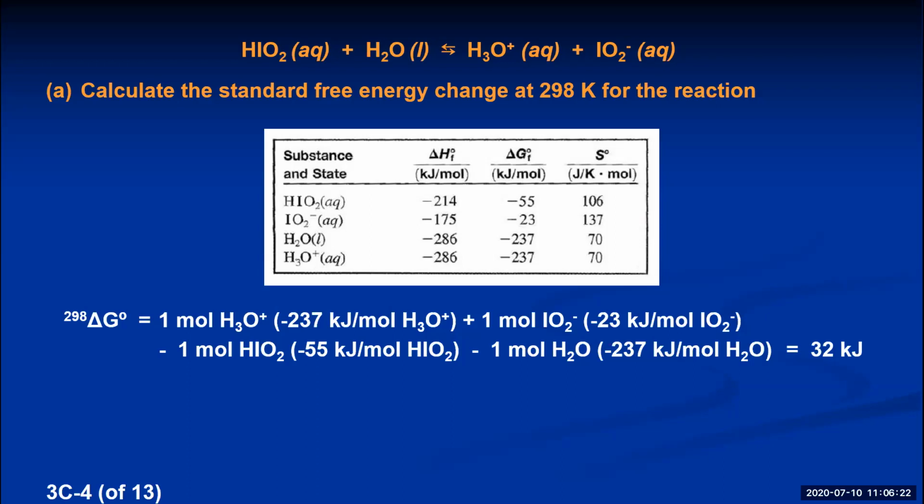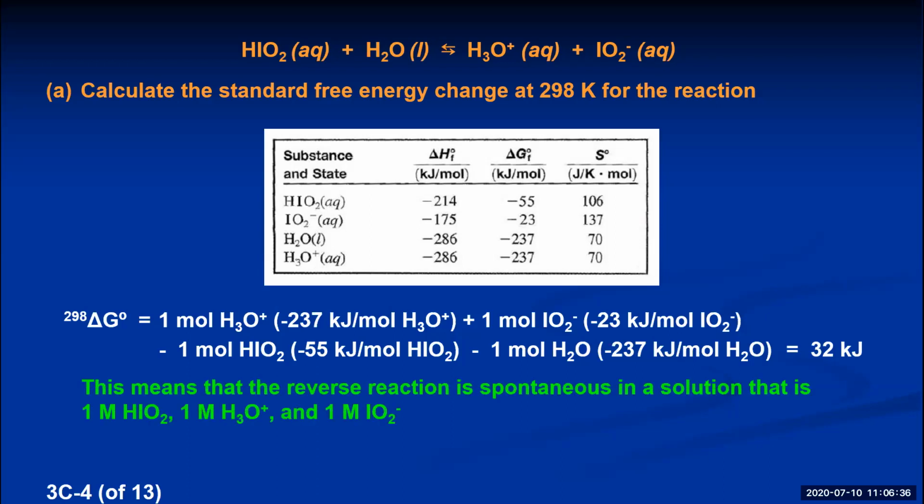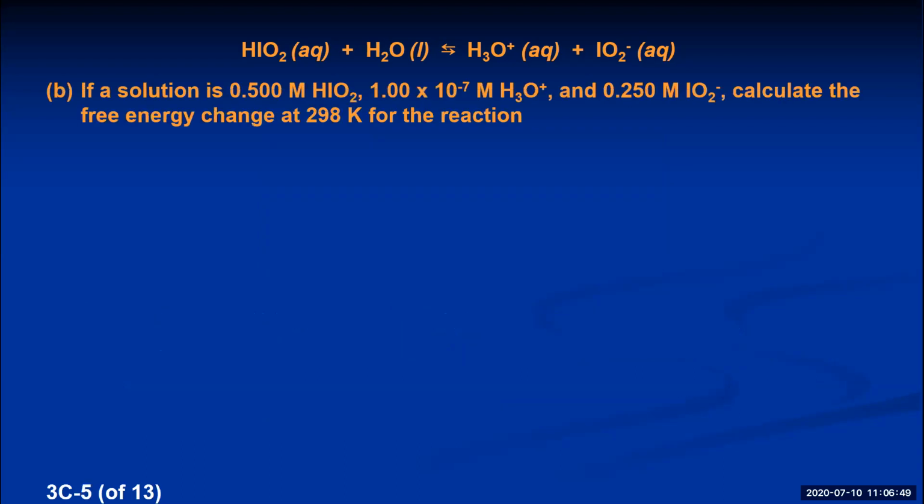So what have we just determined? We've determined that if you start the solution with 1 molar iodous acid, 1 molar hydronium ions, and 1 molar iodite ions, the forward reaction is not spontaneous. The reverse reaction actually is. So this means that the reverse reaction is spontaneous in a solution that's 1 molar in all 3 of the components given here. Now, that's not that realistic, so maybe let's see if we can answer a question about a realistic solution.